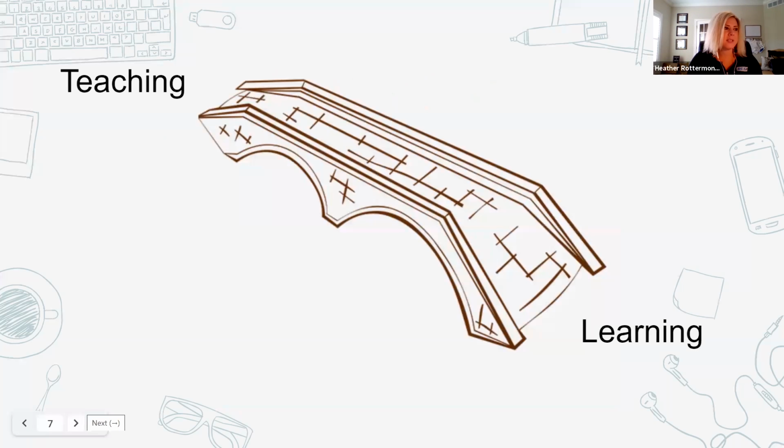And if you were in my session yesterday, and I see a couple of familiar names and faces, we talked about this idea that assessment is really the bridge between teaching and learning. And this is because it's a core process within instruction. And we, as educators, are working to create these environments, these classroom environments.